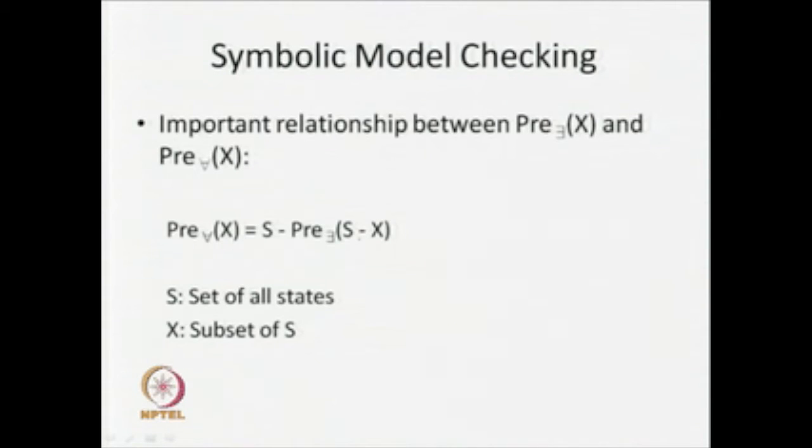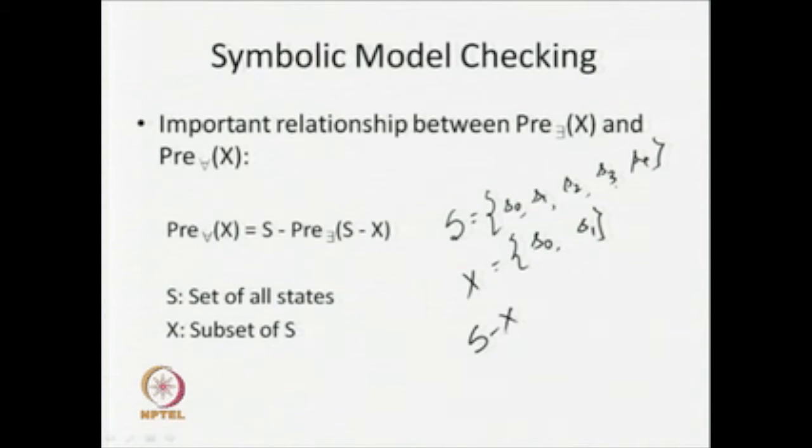Say I have a given set of states, S equal to S0, S1, S2, S3, S4. Okay. Now, say I have a subset X which has S0 and S1. In this case, if X is S0 and S1, then what is my S minus X? S minus X is basically S2, S3, S4.